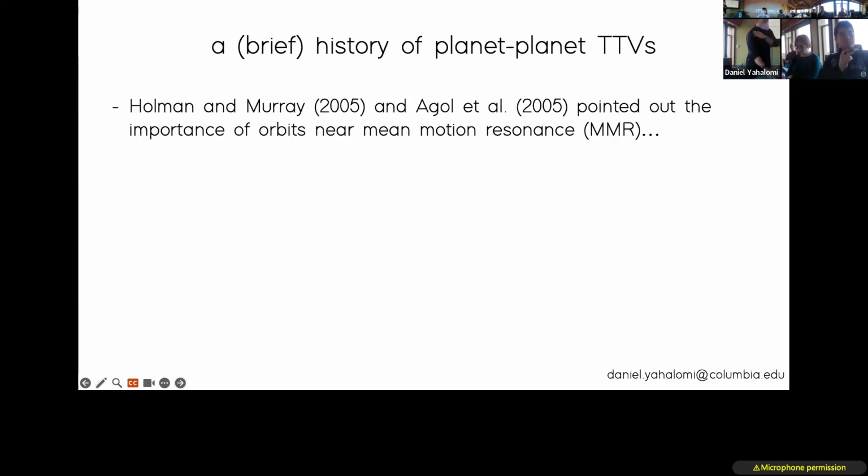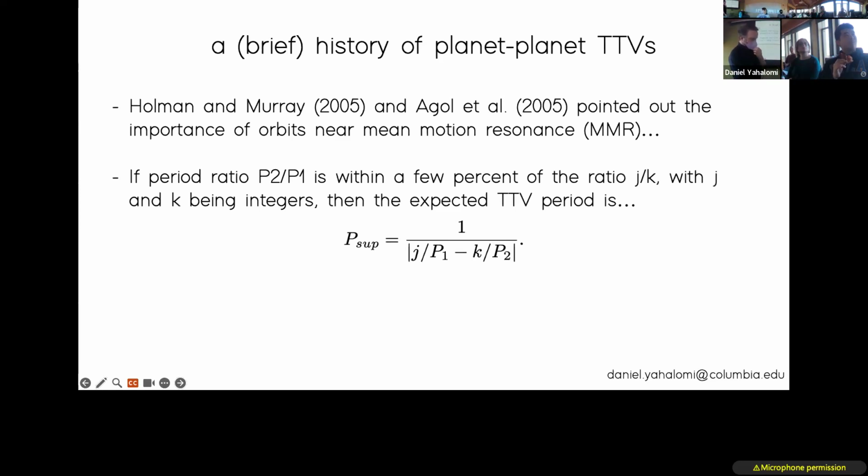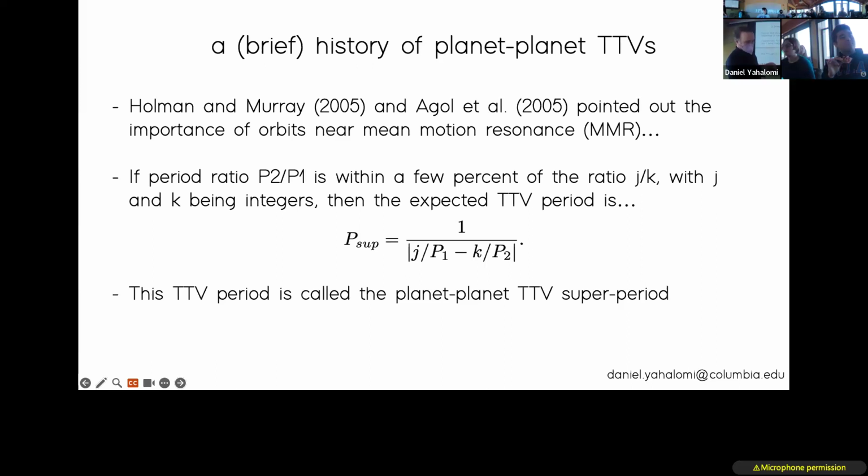Then in 2005, a set of papers pointed out the importance of orbits near mean motion resonance. These resonances are planets with orbital periods close to integer ratios, so a period ratio close to 2 to 1 or 3 to 2, or any integer combination. If the period ratio of planets P1 and P2 is within a few percent of some integer ratio J to K, then the expected dominant TTV period is equal to this value, which is called the super period.